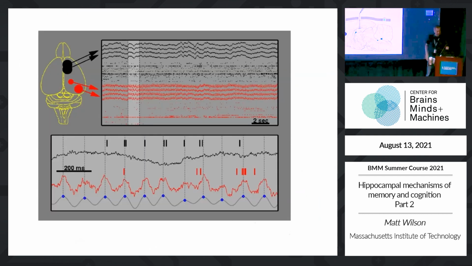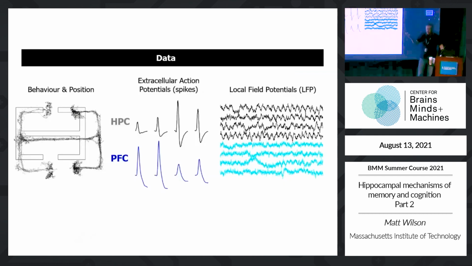And so just recording from these areas, I already showed you this, just to illustrate that you have firing in the prefrontal cortex that seems to relate to the hippocampus through theta phase locking. So it seems like the prefrontal cortex might be listening to the hippocampus, and the theta phase might be relevant to that. And you can analyze this.